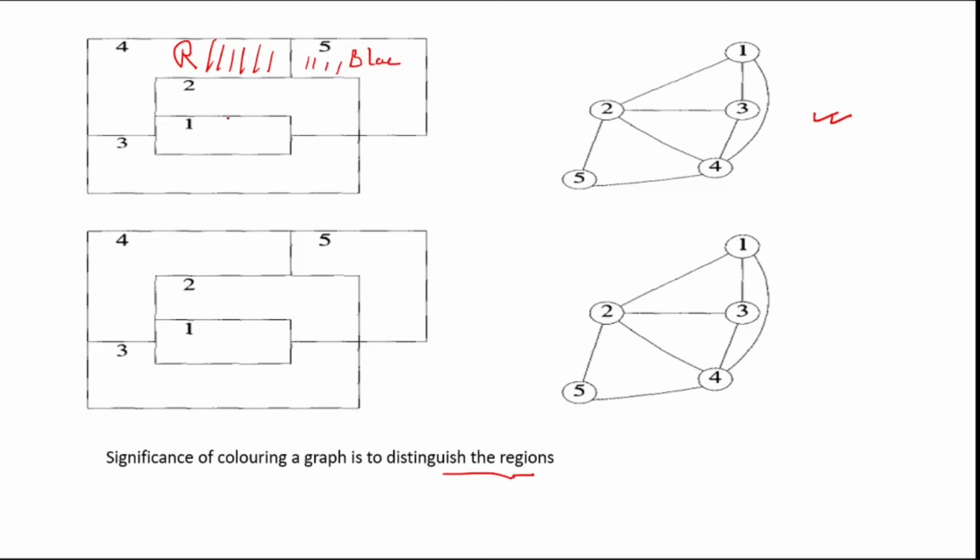So this is 2, 1. 2 is connected to 1, 3, 4. So this is region-wise, and this is how you represent it graph-wise. This problem has been converted to a graph problem. Basically, the major application is region segregation.